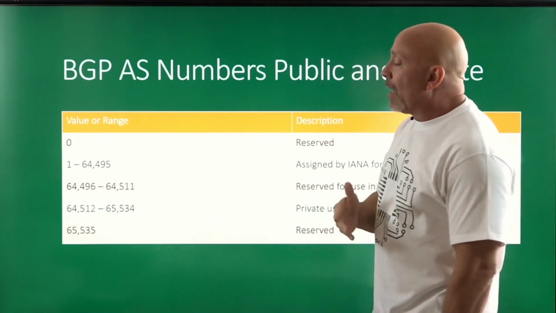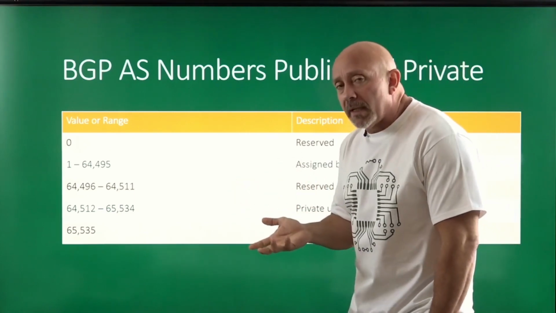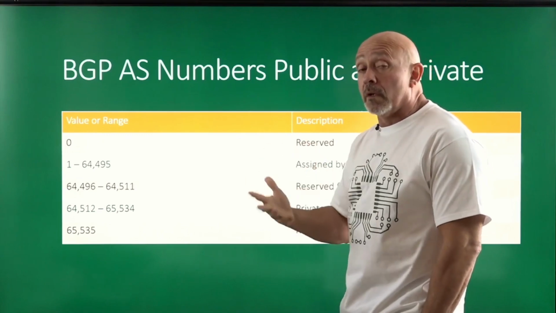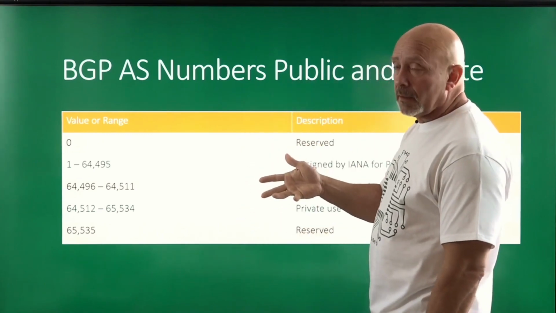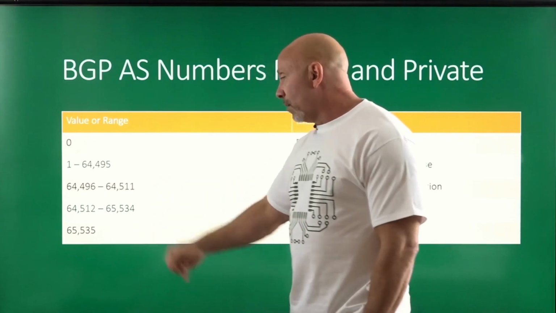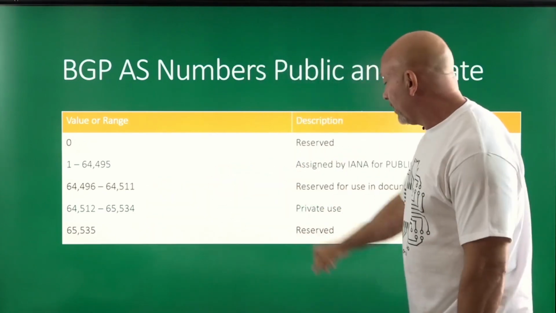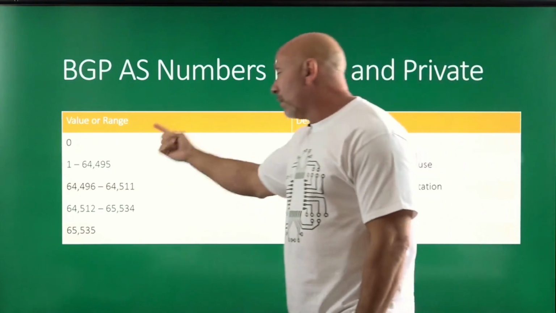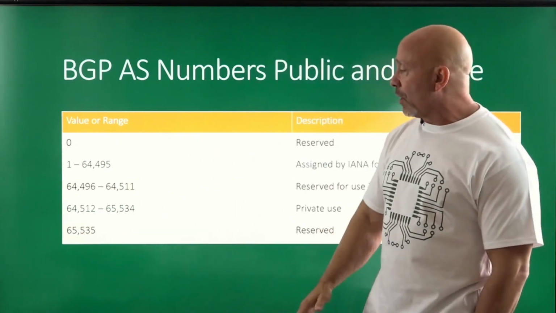You can't use 1, you can't use 2. You could, I guess, if you're in a simulator internally. But if you're doing it on real routers and you are connected to the internet, do not try to use any one of these numbers here. And 65,535 is reserved. That number keeps coming up. So 0 and 65,535 are reserved.